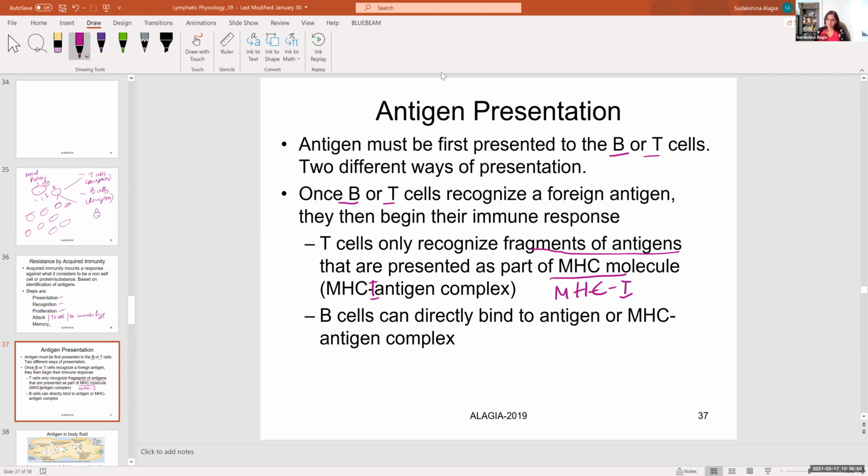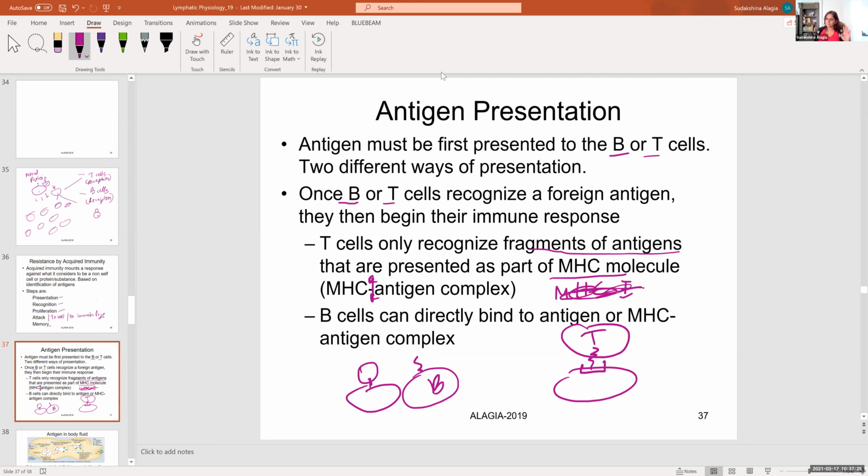Well, actually, they can recognize MHC2. I take that away. Let's just call it MHC, not MHC1. There are two types of T cells. Part of MHC. Basically, there is the MHC, the antigen has to be inserted. Then only T cells can bind, recognize and bind. B cells can directly bind either to the pathogenic antigen without the MHC or just the antigen, a floating protein. B cells can also bind to MHC antigen complex. B cells are more versatile.